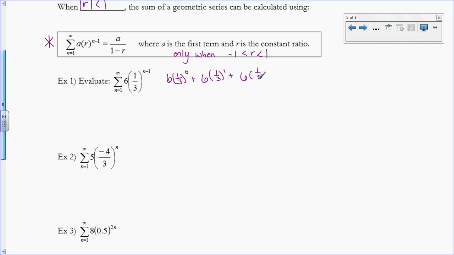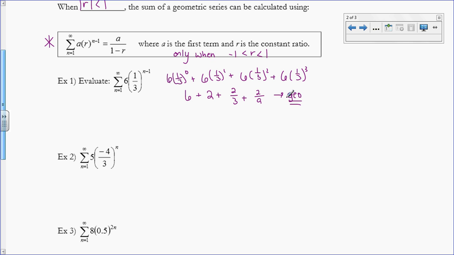6 times 1 third to the second. 6 times 1 third to the third. So this is going to be 6 plus 2 plus 6 ninths, which is 2 thirds, plus 6 27ths, which is 2 ninths. So let's see, is this geometric? Multiply by a third, multiply by a third, multiply by a third. Yeah, this is absolutely geometric.